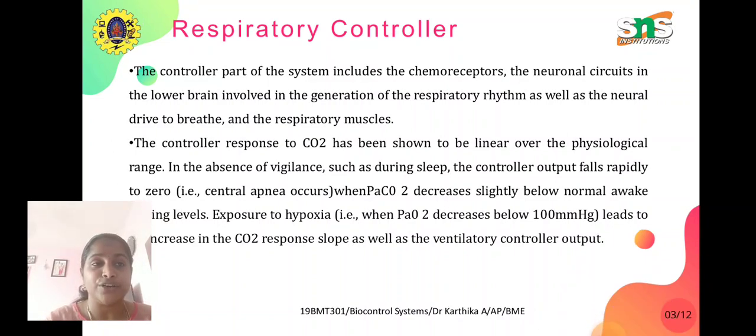See, the controller part of the system includes the chemoreceptors, the neuronal circuits in the lower brain involved in the generation of the respiratory rhythm, as well as the neural drive to breathe and the respiratory muscles. The controller response to CO2 has been shown to be linear over the physiological range. In the absence of vigilance, such as during sleep, the controller output falls rapidly to zero, which leads to an increased CO2 response slope as well as the ventilatory controller output.